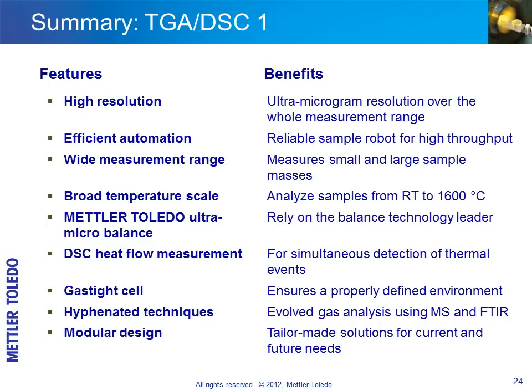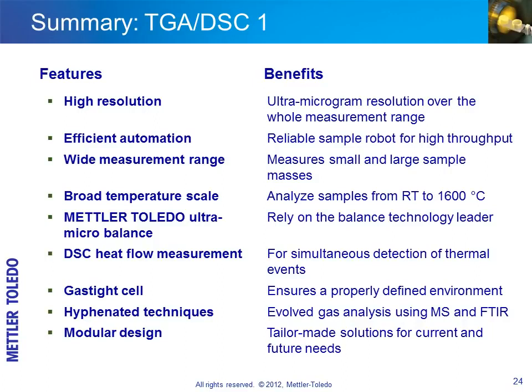For high-throughput applications, a sample robot allows easy automation of entire sample series. Even different types of crucibles can be measured with individual temperature programs. The modular concept of the TGA/DSC 1 permits options such as the sample robot, gas box, or hyphenated techniques to be added later on if required.